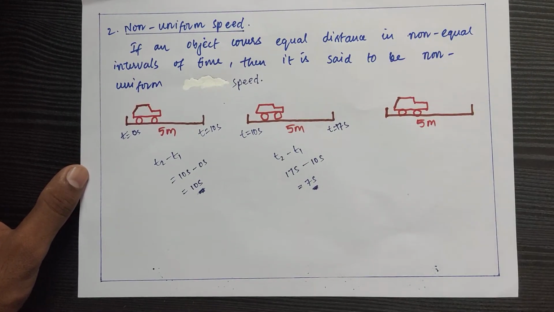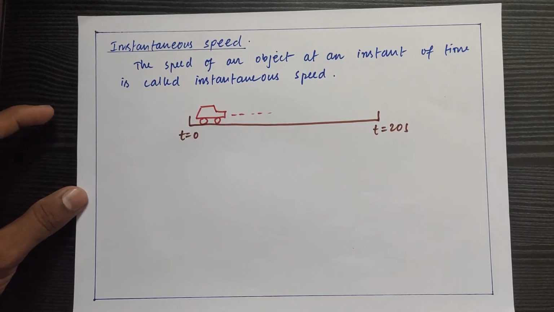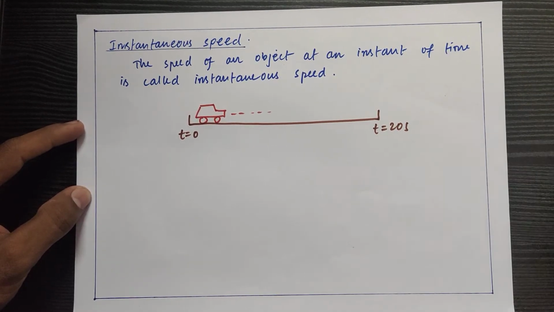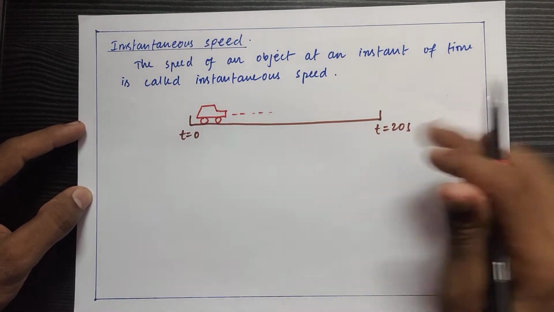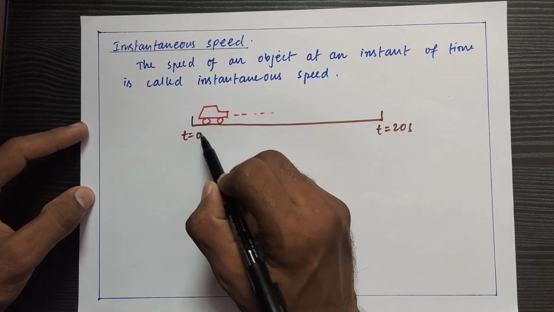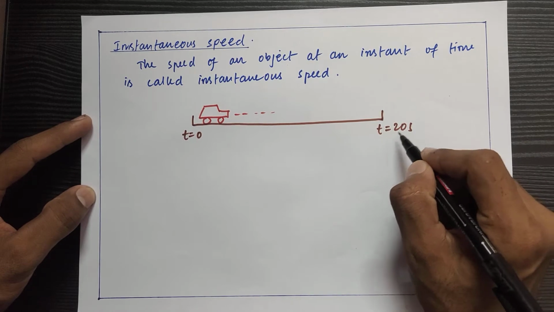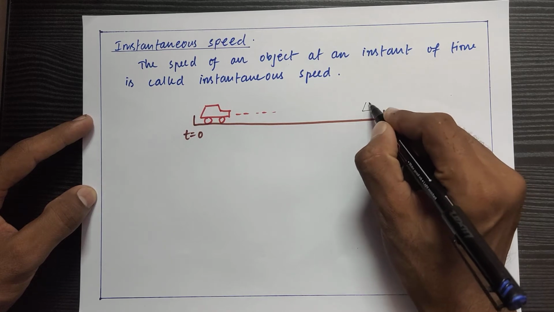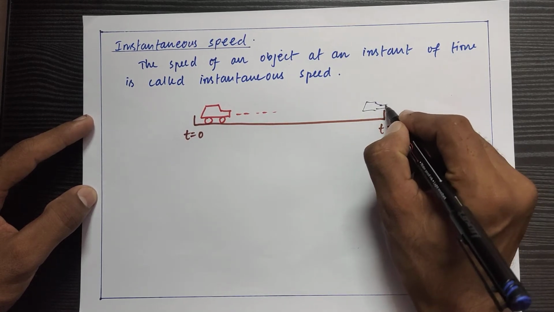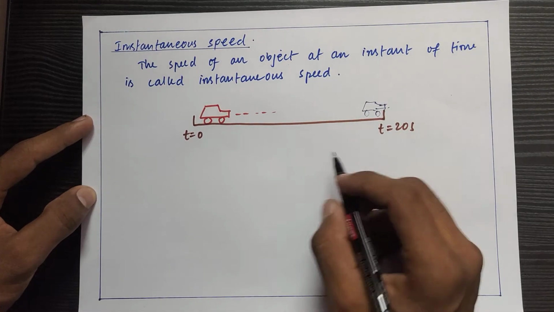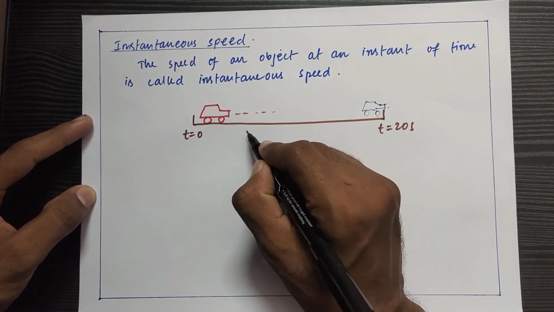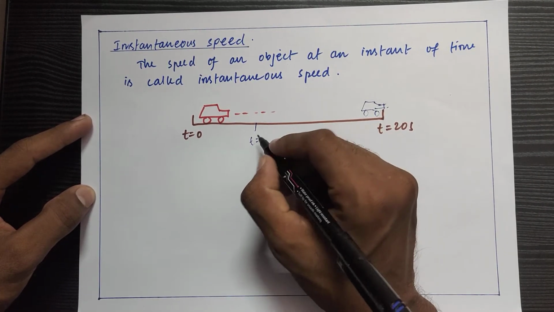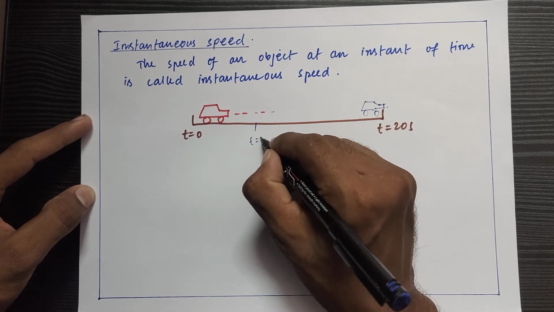Now let us see instantaneous speed. Let us see the definition first. The speed of an object at an instant of time is called instantaneous speed. Here is an example. At time t equal to 0, the car is at rest. After time t equal to 20 seconds, the car moved up to here. That is the final path. I am not good at drawing. Instantaneous speed means the speed at a particular instant. If you want to calculate the speed at a particular instant of time, say at 5 seconds, let us assume.